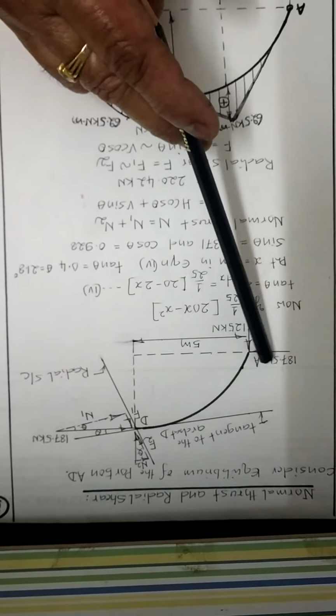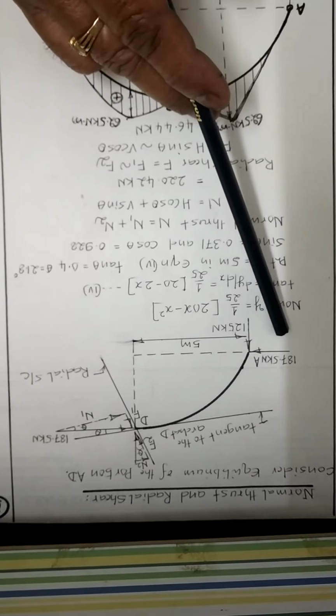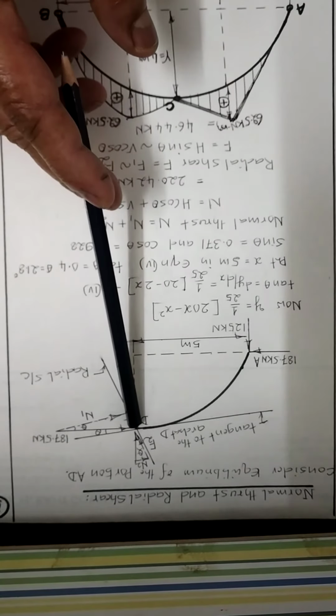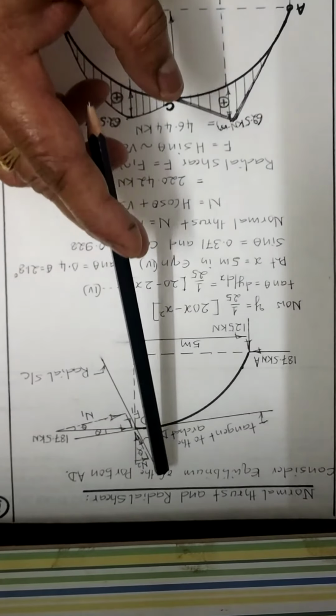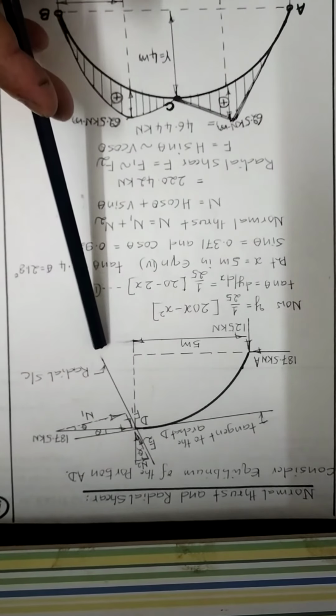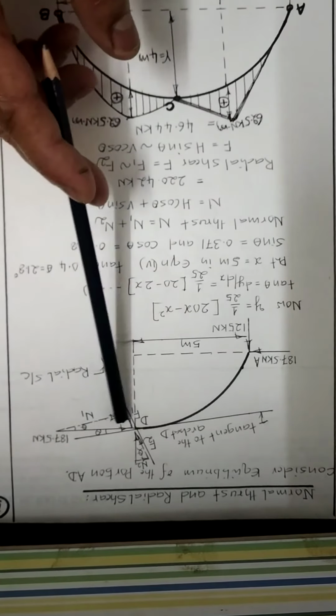Mark the vertical and horizontal components at this point, 125 kilonewton and 187.5 kilonewton. Draw a tangent to the arch at that point D, which will make an angle theta with the horizontal. Take the radial section perpendicular to the arch axis. Now mark the horizontal thrust at this point D, acting from right to left.